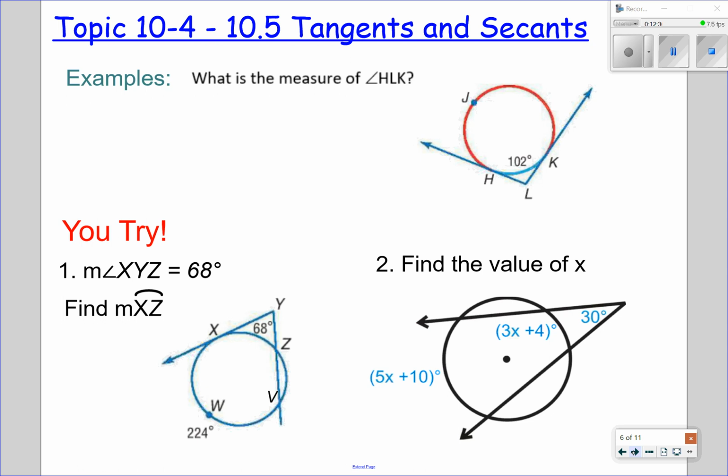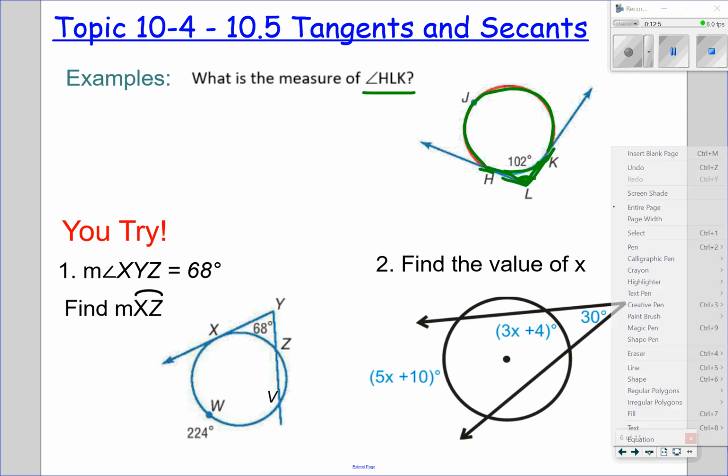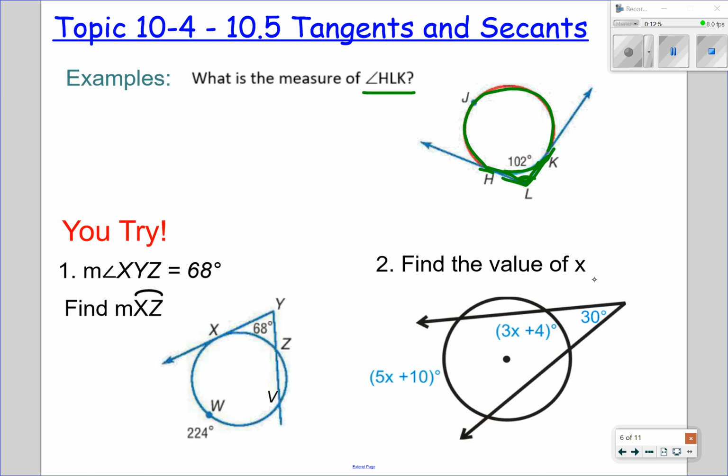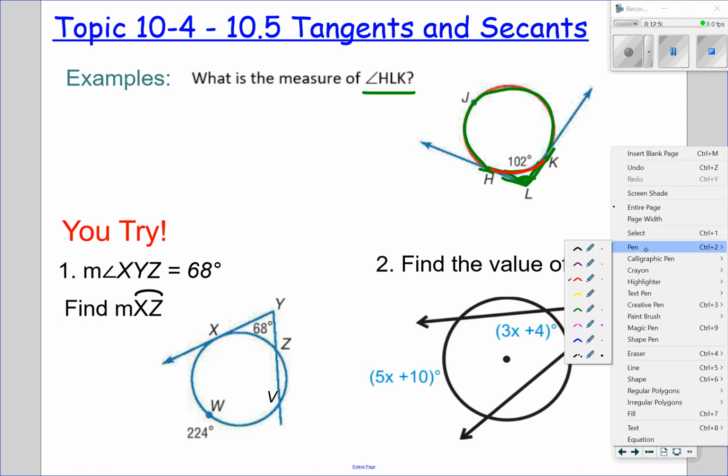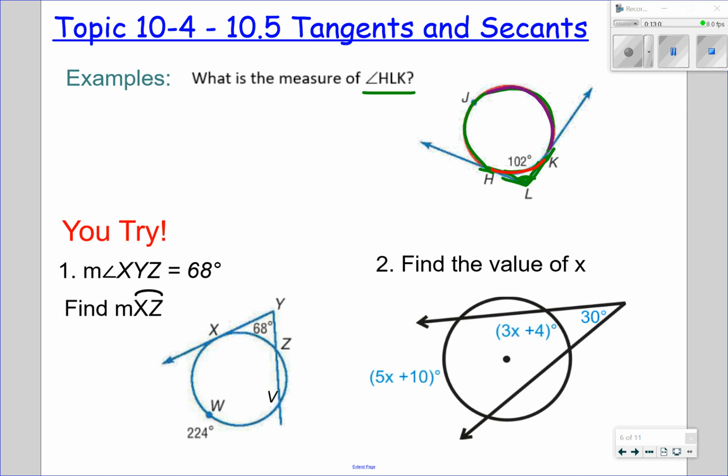So let's go ahead and try. I'm going to do this first example, and then you're going to try the next. So up here it says, what is the measure of angle HLK? Well, angle HLK is this guy. This diagram's kind of tight, but that's okay. So this angle should be the difference of the intercepted arcs. So it'd be this arc and then this arc. Let's get some color in here so you can see the differences. So we have this arc here, which is 102. We have the other intercepted arc, which is this arc here, which we need to find. And then we're going to solve for this angle.